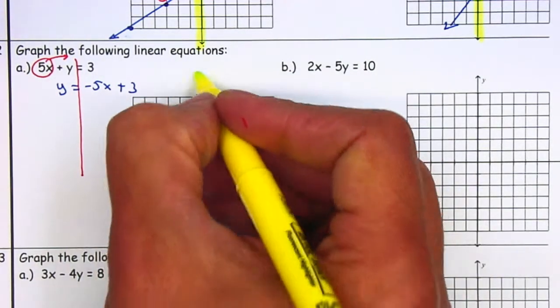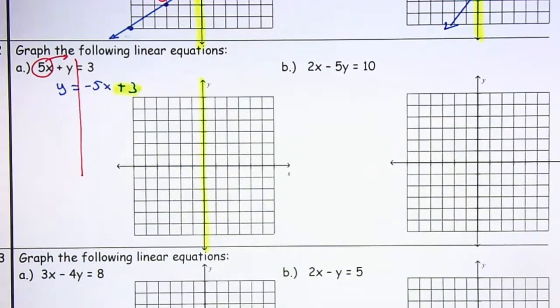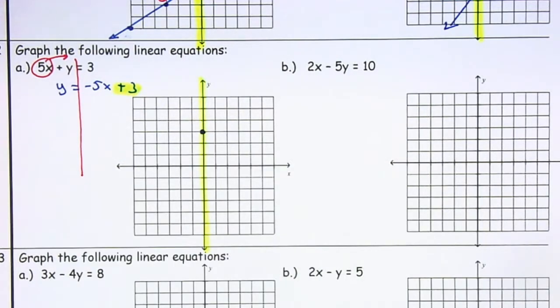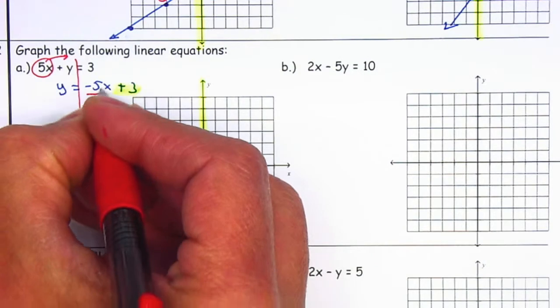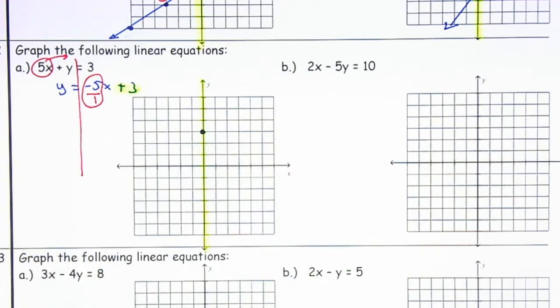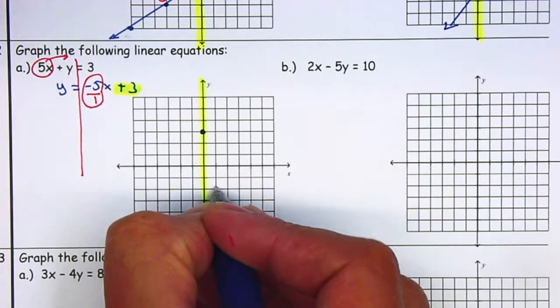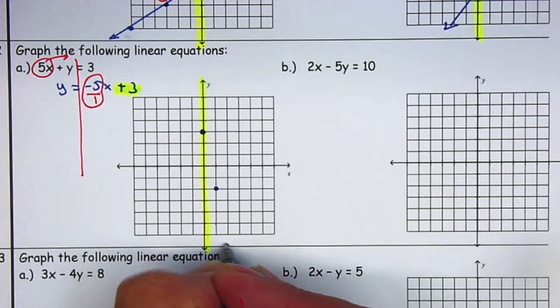I'm going to highlight my y-axis, highlight my y-intercept, which is 3. 1, 2, 3. Now my slope is negative 5. I want to convert it into a fraction so I can graph it, so I'm going to place it over 1. It's negative, so that means I'm going to go down 5: 1, 2, 3, 4, 5, and then to the right 1. Again, down 5 and to the right 1.